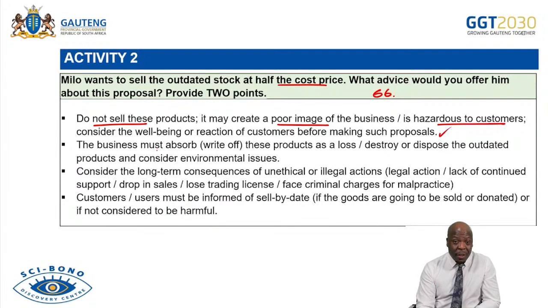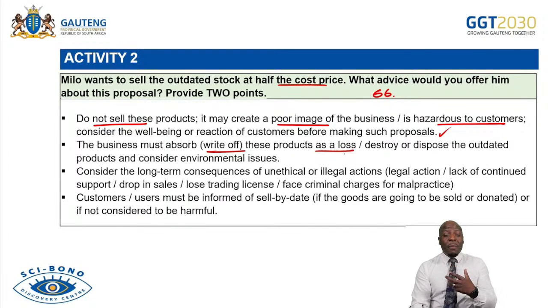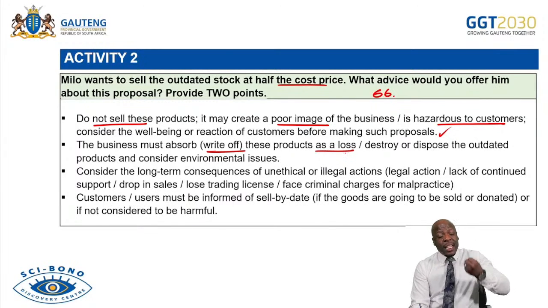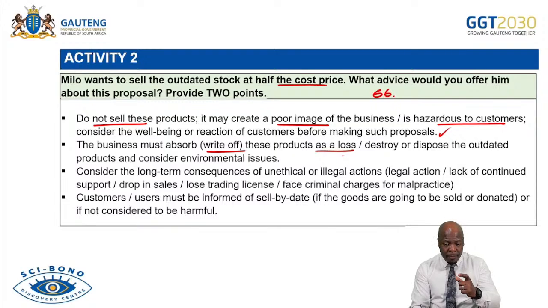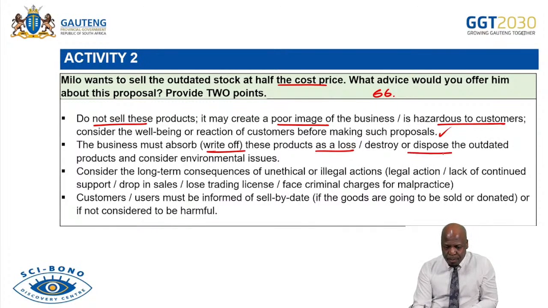The second point that you could have said is, the business must write off these products as a loss. So the moment they expire on the business shelves, it becomes an expense that the company has to absorb, that the company has to carry. They have to take it upon their shoulders that this loss is ours. We're not going to sell the customers expired products. It is unethical. Okay? So the business must write off these products. And then they must destroy or dispose the outdated products and consider environmental issues.